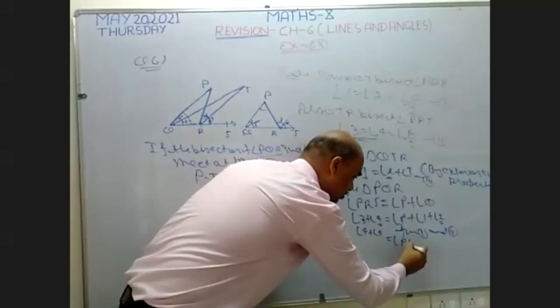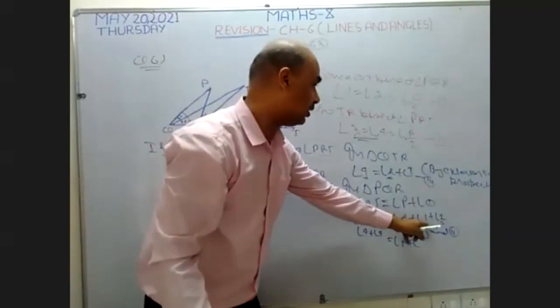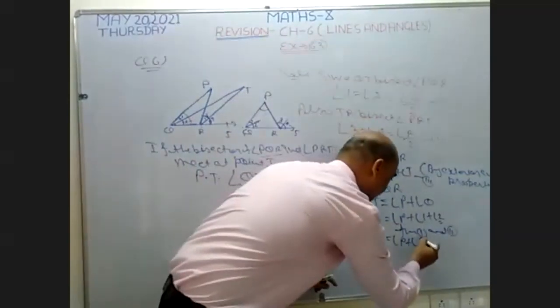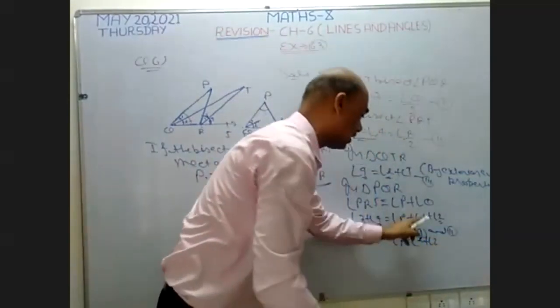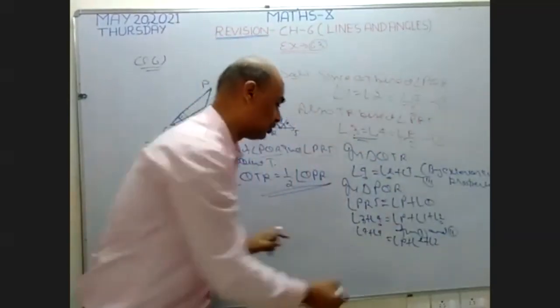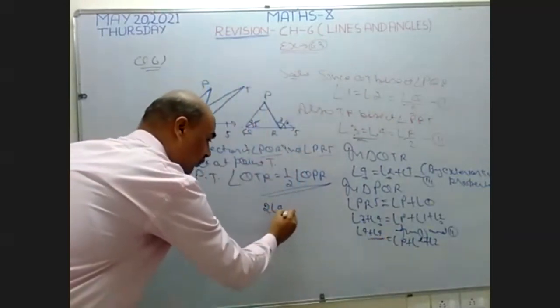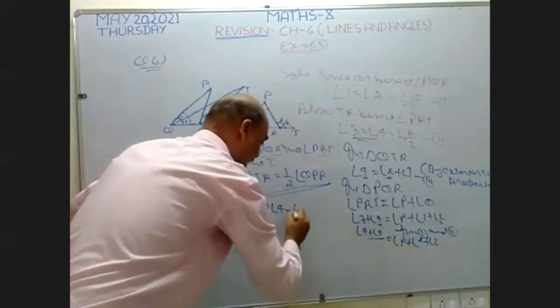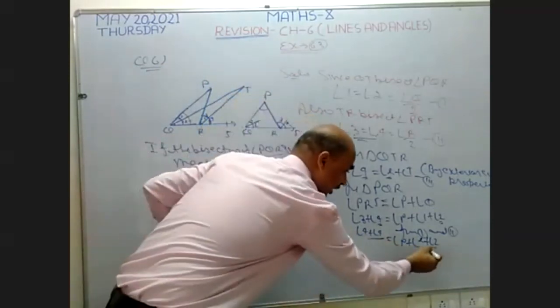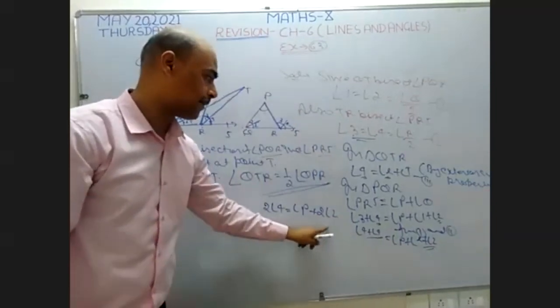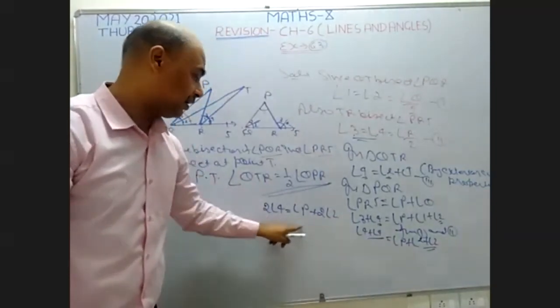After that, I want to change angle 1. Angle 1 is equal to angle 2. It means instead of angle 1, I want to write angle 2. When I change this angle by 2 and change this angle by 4, this becomes 4 plus 4. 4 plus 4 means 2 times angle 4. And this becomes angle P. And this becomes 2 times angle 2. Okay, beta? Yes, sir. Okay?